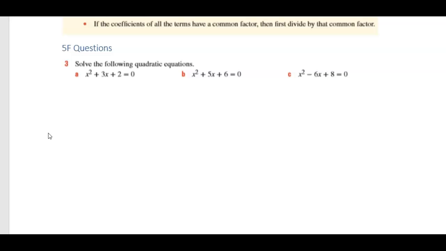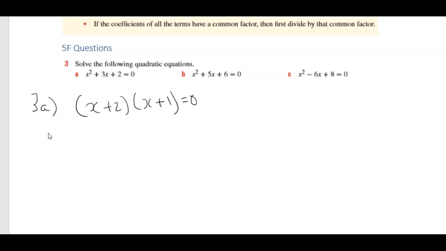Okay, so let's solve this one, 3A. This is just a basic quadratic. Don't worry about this equals 0 just yet. We're just going to focus on this left-hand side. So we need two numbers that when multiplied give us 2, and when added give us 3. So that's going to be 2 and 1, x plus 2 and x plus 1. Two numbers when multiplied give us 2, so that's 2 and 1, and when added give us 3, so 2 plus 1 is 3. And let's let that equal 0.